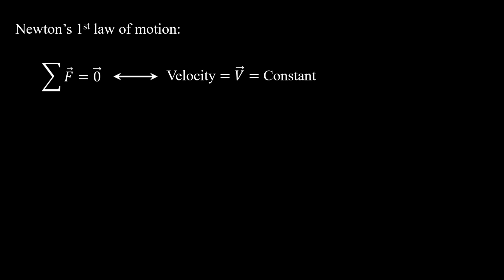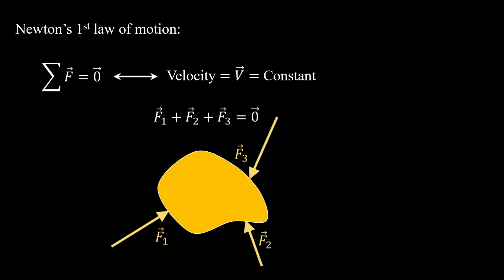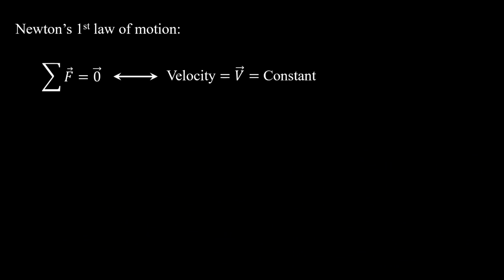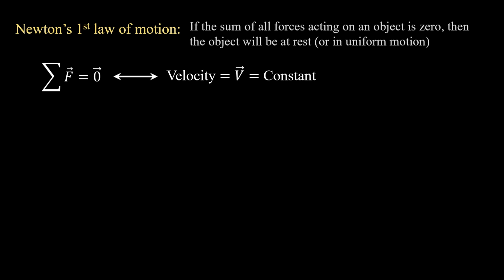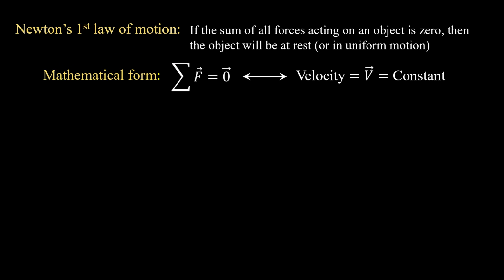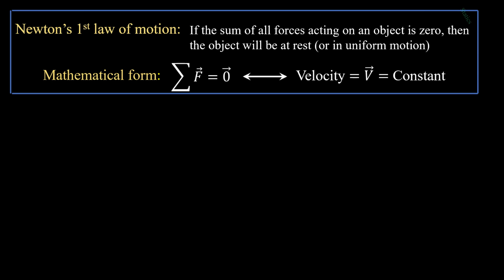If the object was initially moving with constant speed on a straight line, and then those forces were applied, the object will keep its motion with the same velocity on the straight line. So this was Newton's first law of motion and its mathematical form. As we said, statics is all about Newton's first law of motion.